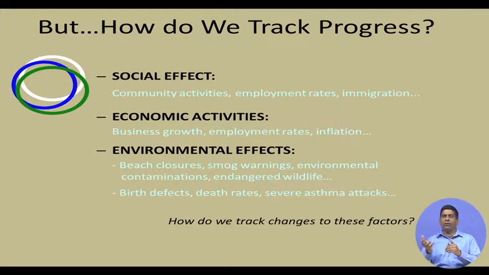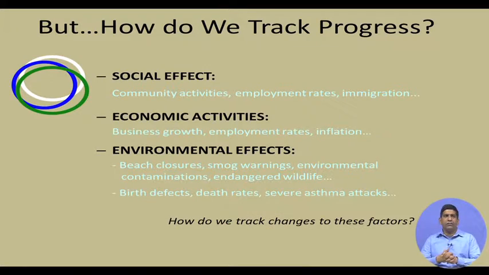we used to see during the winter in Delhi. Hopefully this year we didn't see much. Also environmental contamination, endangered wildlife, birth defects among children, which we see from time to time in different parts of the country, and death rates. For example, we talked about the cancer cluster in Bathinda, and severe asthma attacks. These are not direct measures; they are basically indicators, giving you the indication that things are not doing very well.